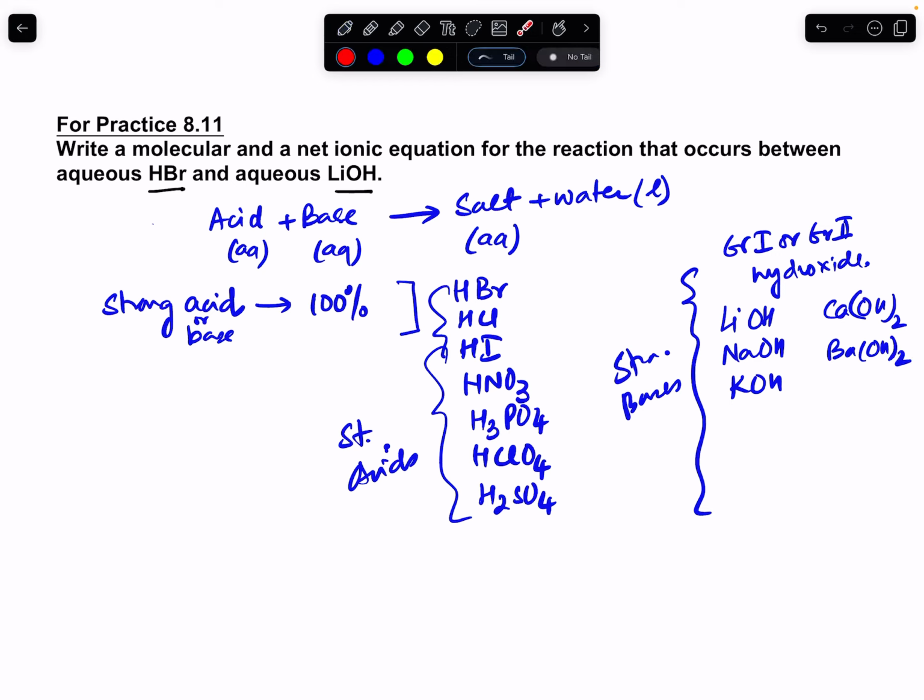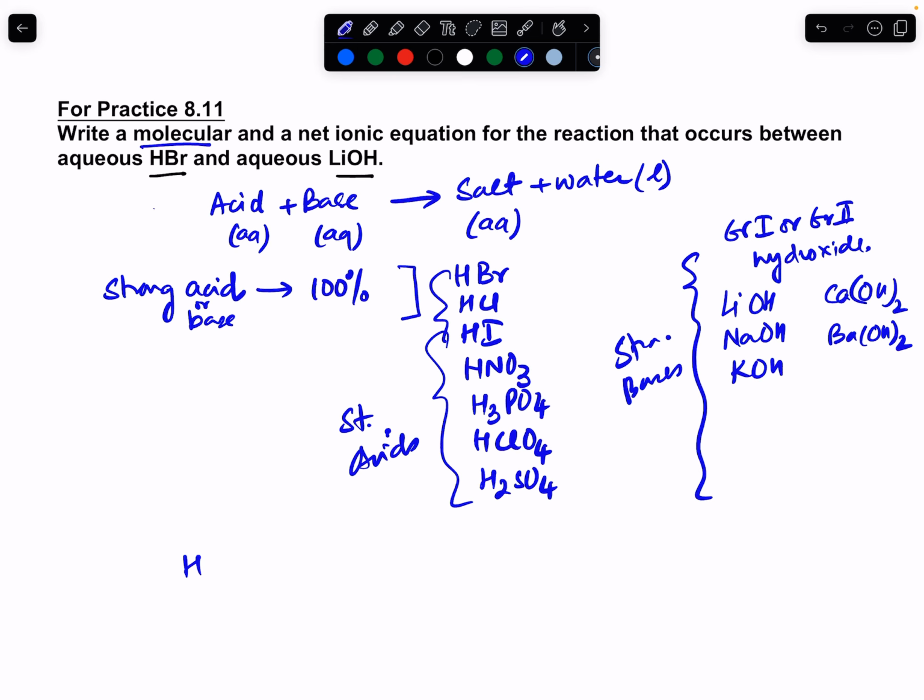Now anything that's not out here, assume it's weak. And usually when you encounter a weak one in GenChem 1, the question will actually tell you it's a weak one. Okay. All right. So now that we have that background information, the question is saying write out a molecular net ionic equation. So let's go ahead and write the molecular equation first.